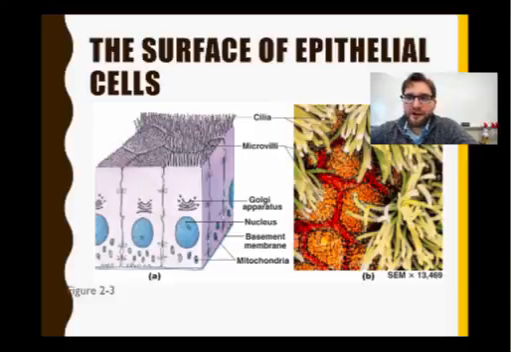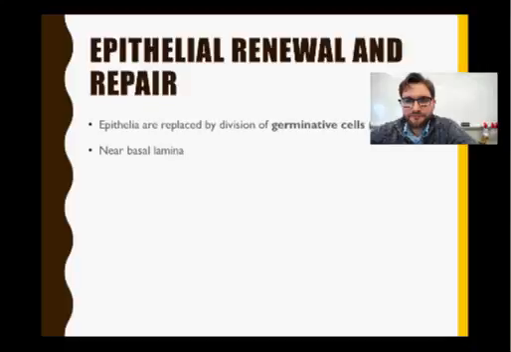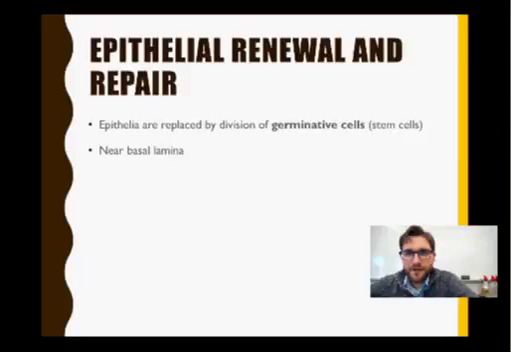On the surface of epithelial cells, we will find microvilli and cilia. Microvilli and cilia increase the surface area of the cell, thereby allowing materials to be exchanged from the external environment or into the cell much easier. Epithelial cells are replaced by division of stem cells, and typically this occurs near the basal layer.